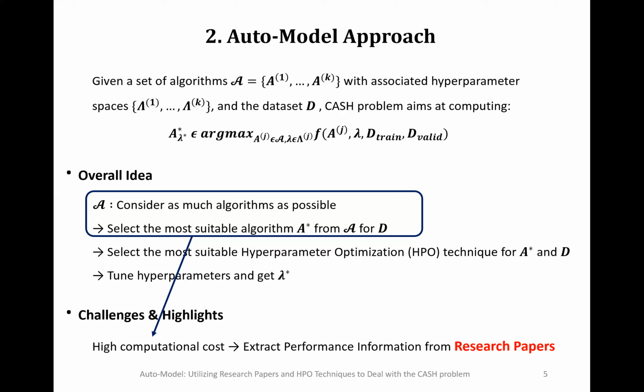If we examine the algorithms by conducting extensive experiments, the computational cost is high. To avoid this, in this paper, we proposed to extract the performance information from the research papers and utilize it to help us find the A* that we want.